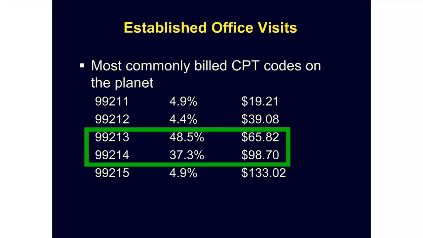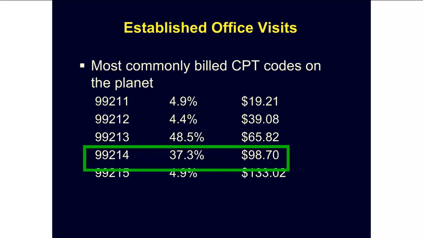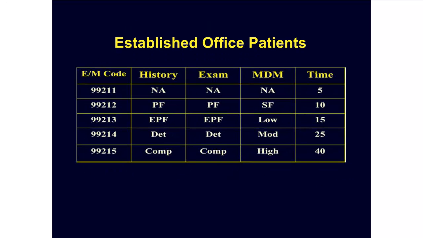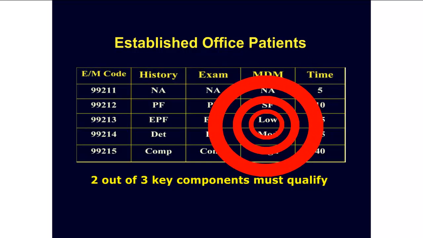It's important to understand the difference between these 2 codes, because if you recognize the clinical circumstances when it would be appropriate to go from a level 3 to a level 4 visit, you would increase your reimbursement by over 50%. In this video tutorial, we'll go through all 5 E&M codes used for established office patients, focusing on the cognitive labor required for each level of care.